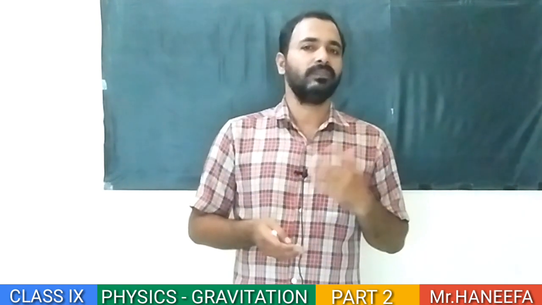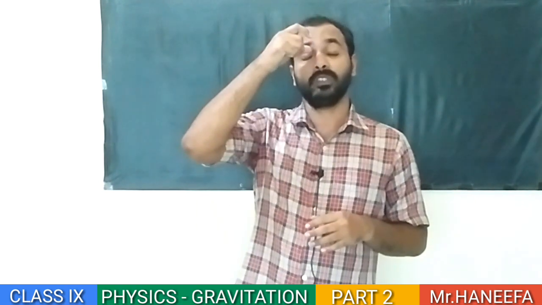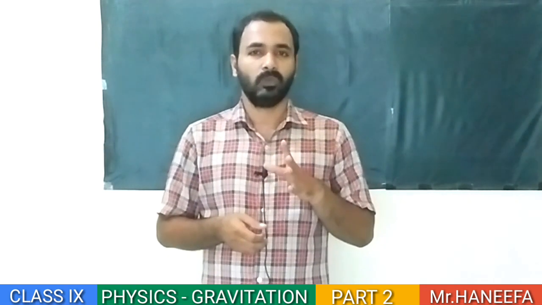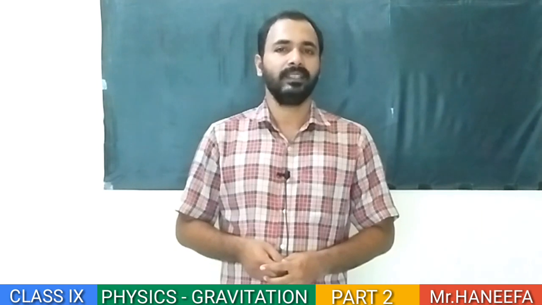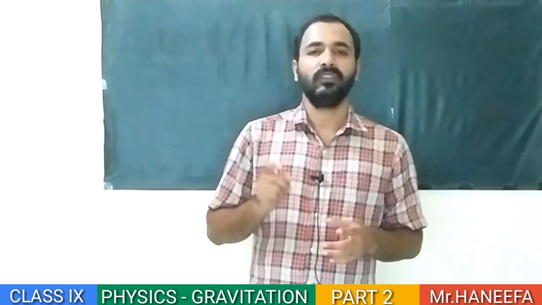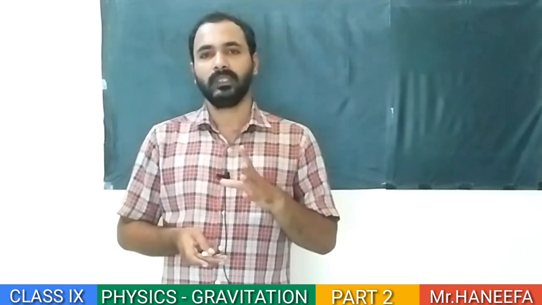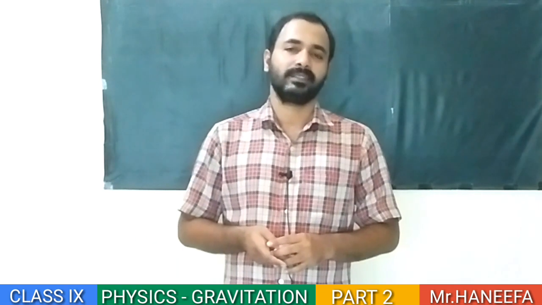Okay. In the previous chapter, we discussed three equations of motion. What are the three equations of motion? Number one, v equal to u plus at. Second, s equal to ut plus half at square. Third equation, v square equal to u square plus 2as.